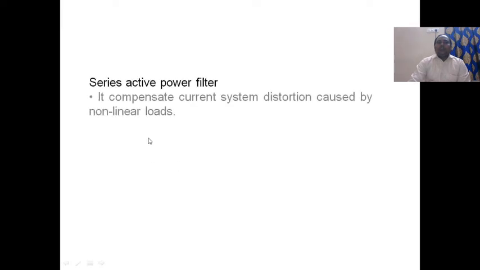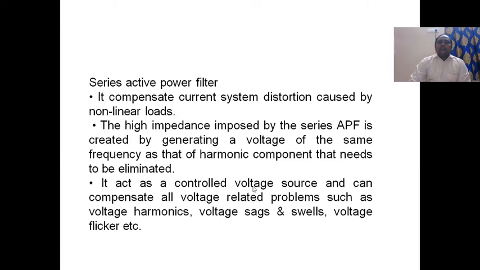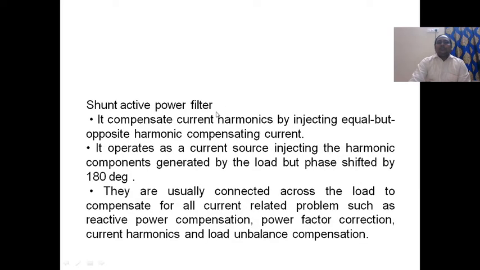Series active power filter: it compensates current system distortion caused by non-linear loads. The high impedance imposed by the series active power filter is created by generating a voltage of the same frequency as that of the harmonic component that needs to be eliminated. It acts as a controlled voltage source and can compensate all voltage related problems such as voltage harmonics, voltage sags and swells, voltage flickers, etc.